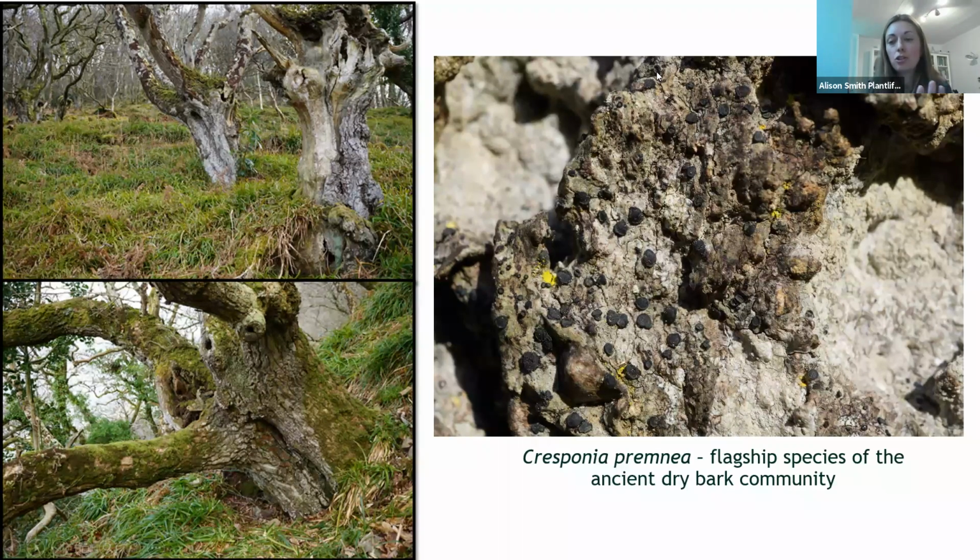So if you've got ancient dry bark, you've got trees often on slopes, so you don't tend to find this down in the river valleys where it's very humid, but you often find it more on exposed slopes where there's a lot of air circulation, the air's a little bit drier, and then it's worth looking out for this community of lichens.